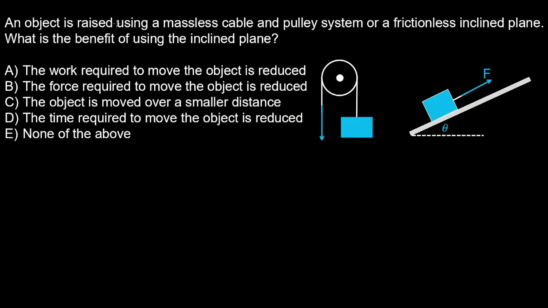An object is raised using a massless cable and pulley system or a frictionless inclined plane. And what is the benefit of using the inclined plane? So firstly, if we apply a force in both cases, we see that the force is equal to mg in the case of the cable and pulley. So where the block's at equilibrium, we apply Newton's first law. So the force is equal to mg.